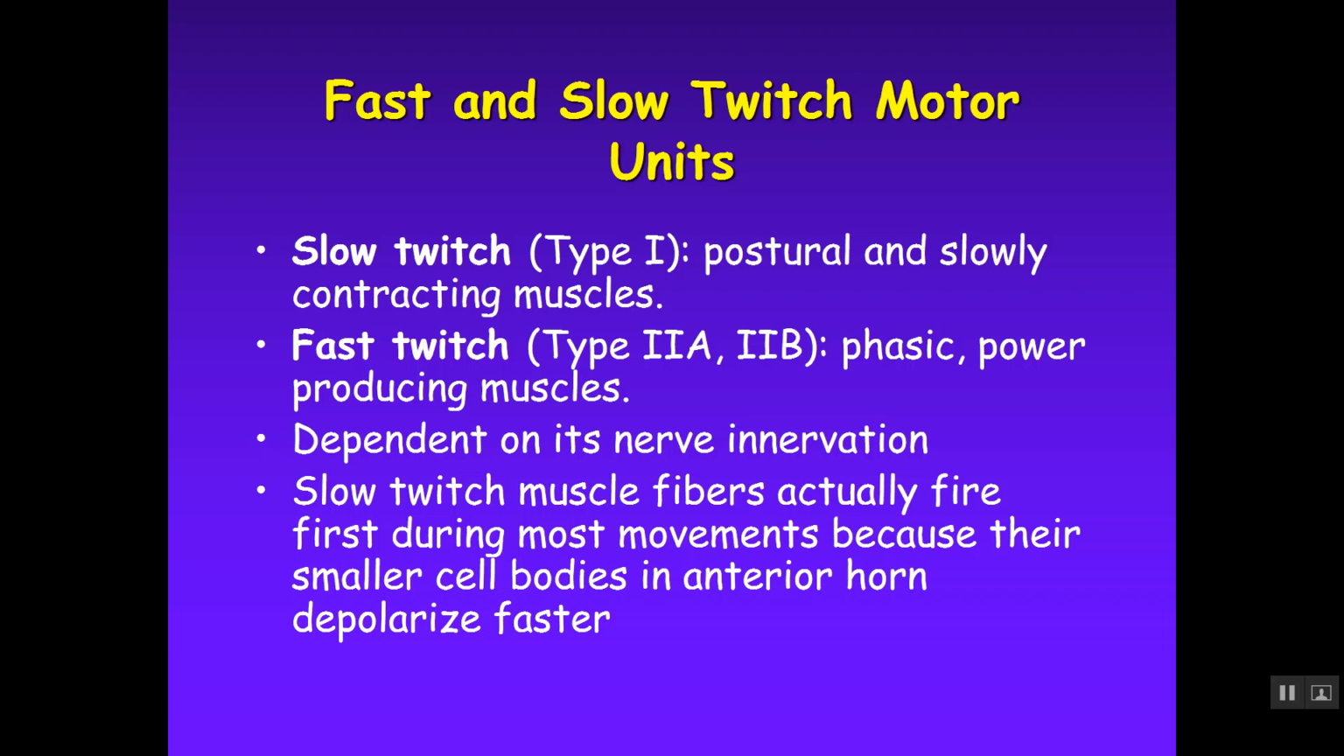Then fast twitch can be subdivided into type 2A and type 2B. Type 2As are a little more fatigue resistant. Type 2Bs are the ones you use when you're doing a maximum jump or a maximum sprint that's very short, like a 40-yard dash. Type 2A is for something more explosive but more sustained, maybe a 400 or 800. You're tapping more into type 2As, versus doing just a shot put or something like that, where somebody is going to be using more type 2Bs.